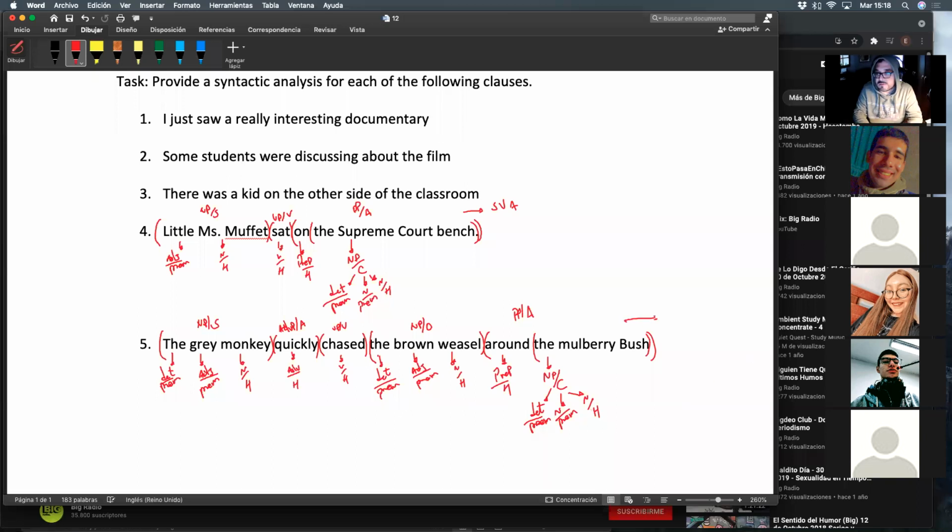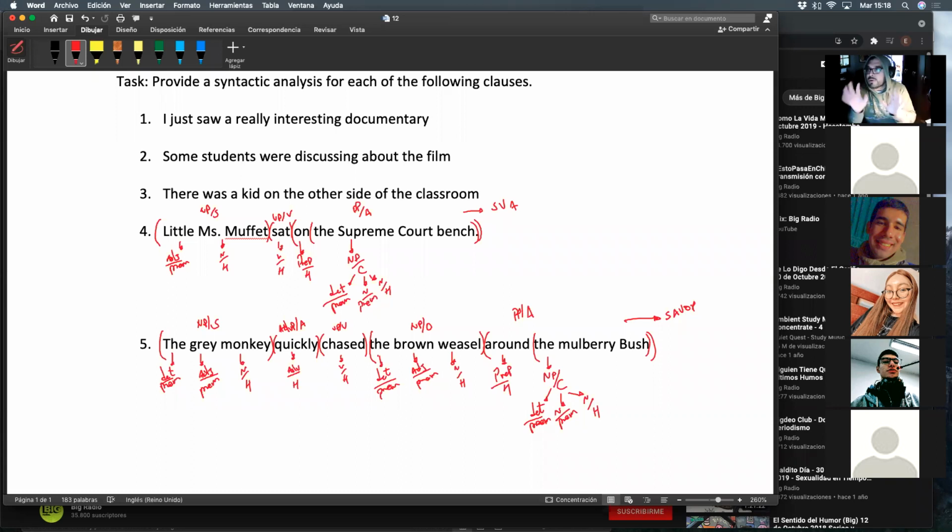Ok. Profe, dígame, en esa de brown weasel around the mulberry bush, ¿todo junto colocarlo como un modifier? Yo creo que dejarlo todo junto como una sola unidad no sirve debido a que las dos cosas responden a preguntas diferentes. The brown weasel es quién recibe la acción, es quién es perseguido, y around es por dónde. ¿Cachai? Entonces claramente son dos ítems diferentes. Around the mulberry bush lo puedo colocar al principio solo. Around the mulberry bush, the gray monkey quickly chased the brown weasel. ¿Cachai? Eso indica que es una unidad por sí misma.